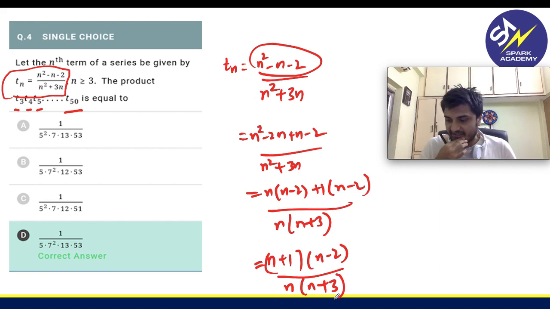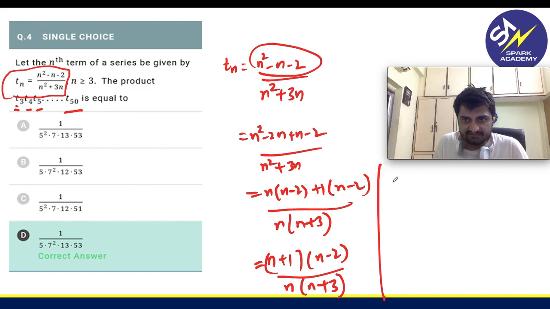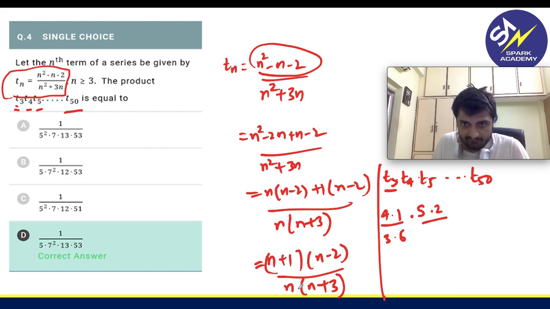So how can I write this now? What if I want to reverse rationalize this? Or in other words, how do you find out T3 into T4 now? T3 into T4 into T5 up to T50 is what they're asking. T3 means 3 plus 1 is 4, 3 minus 2 is 1, by 3 into 6. Then T4: 4 plus 1 is 5, 4 minus 2 is 2, this is 4, 4 plus 3 is 7, right?